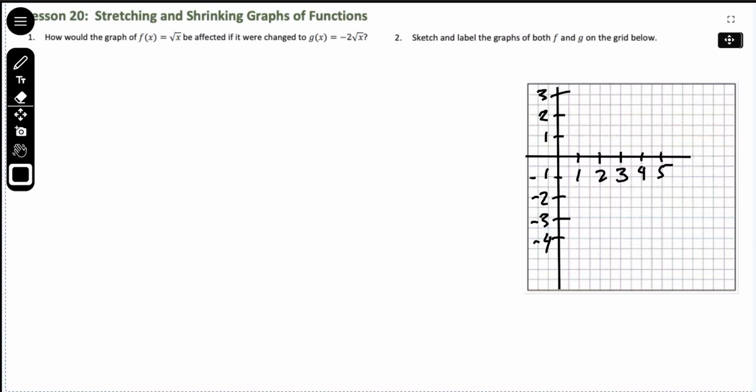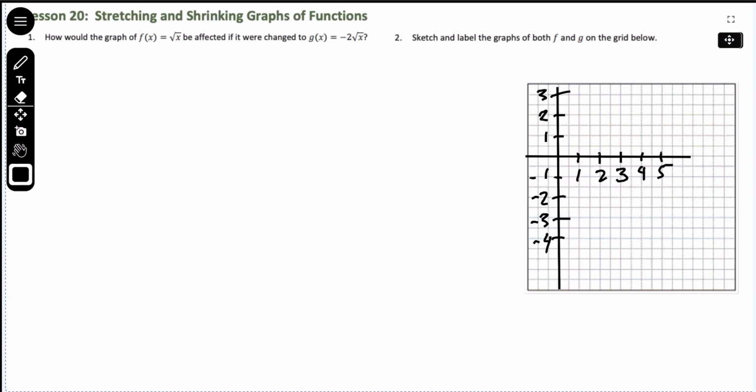Okay. All right, this is Algebra 1, Module 4, Lesson 20, Stretching and Shrinking Graphs of Functions. Now we're doing the same thing in Algebra 2, but we're doing functions of logarithms and exponential functions. They're a little bit more complicated, but it's all the same thing. So you need to understand this now because you're going to be doing this through Algebra 2 and everything.